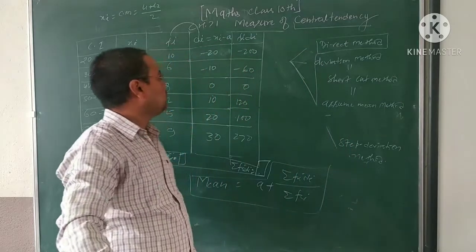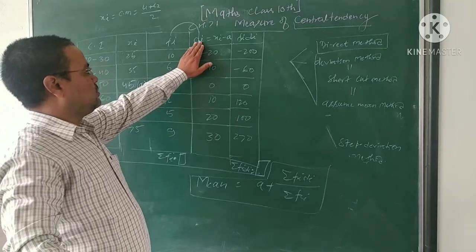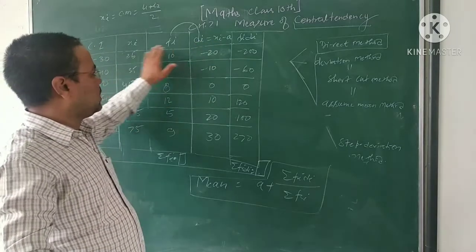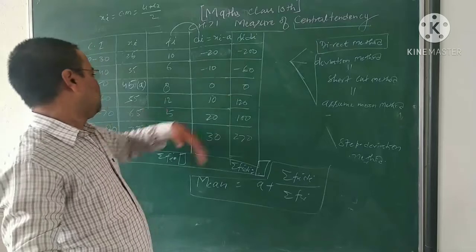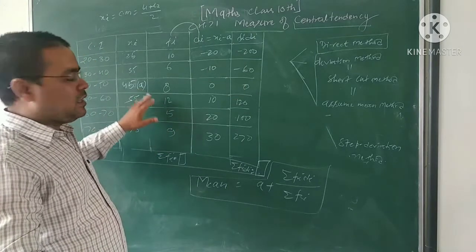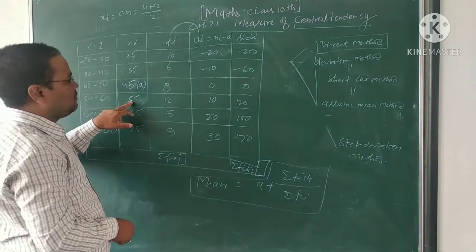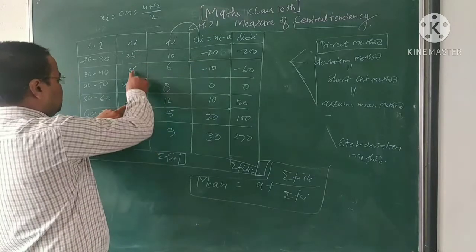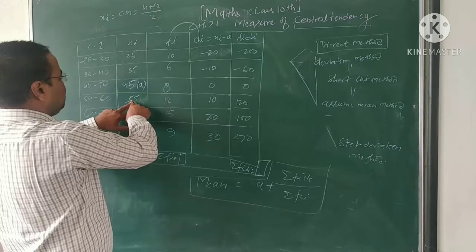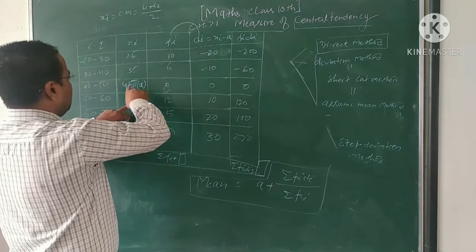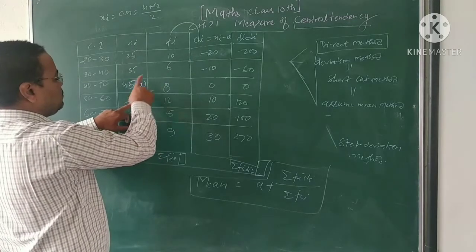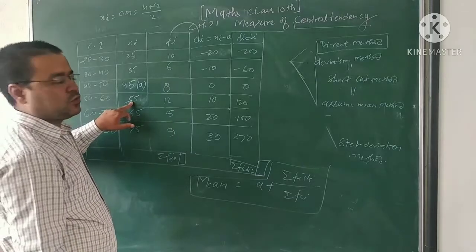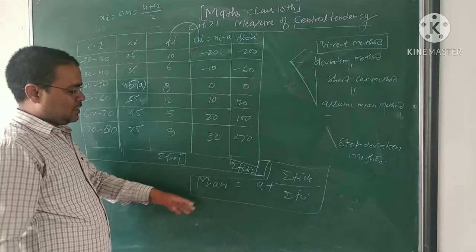I told you here one is deviation, that will be xi, the corresponding class mark, minus the assumed mean we are taking, which is a. If the assumed mean is 55, at that time 25 minus 55 will be minus 30. And here 35 minus 55, whatever it comes, we will write, minus 20. In this way we can find and calculate.